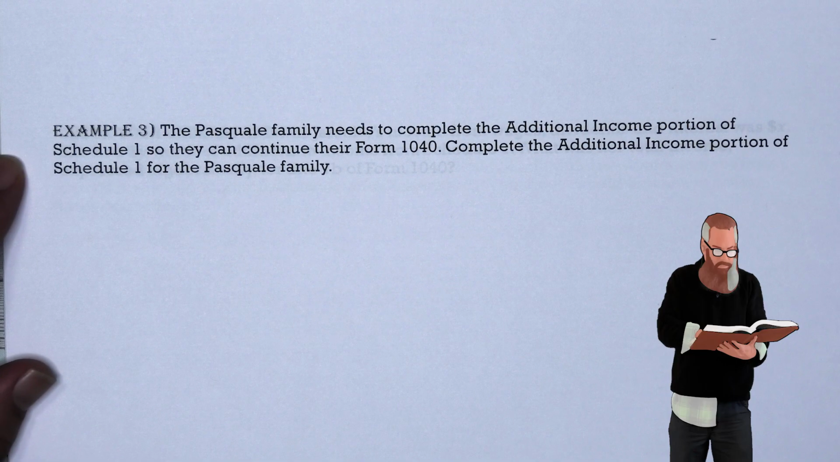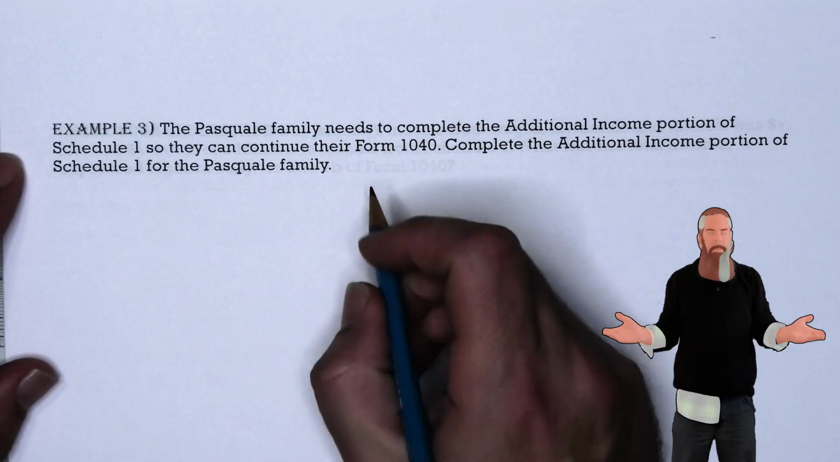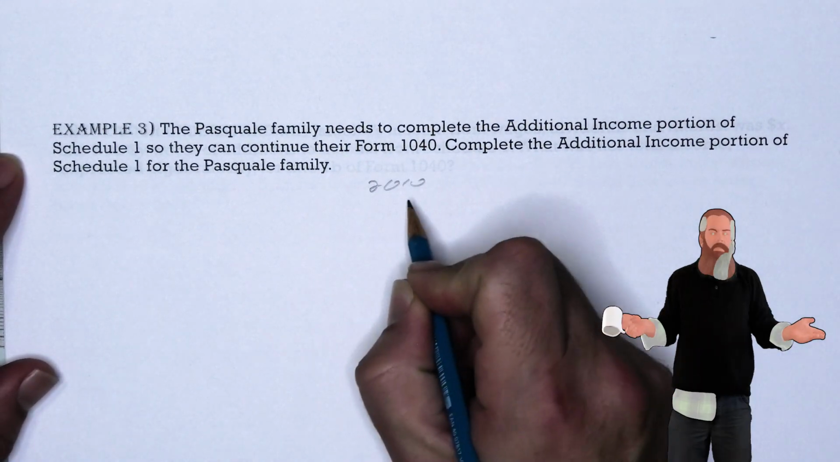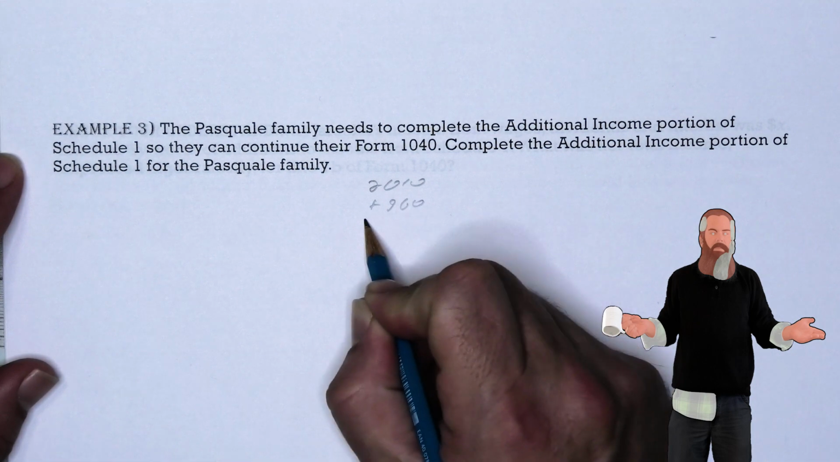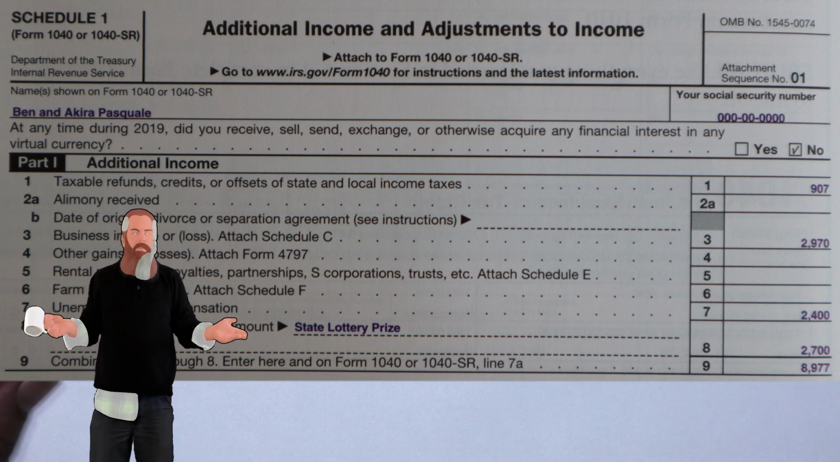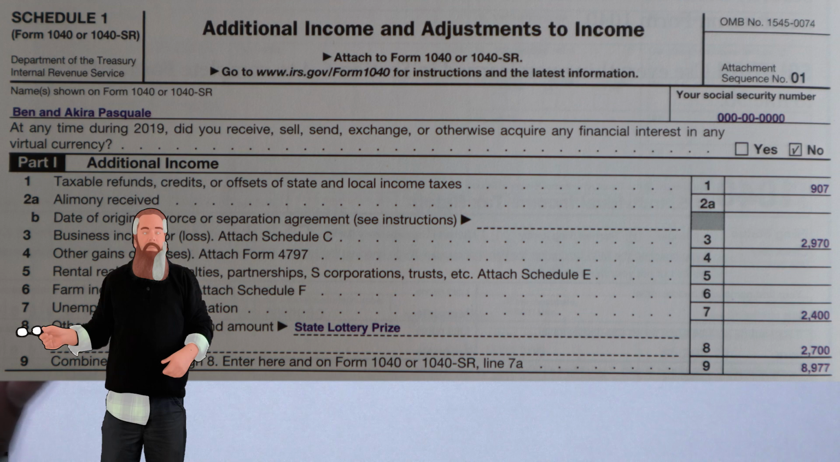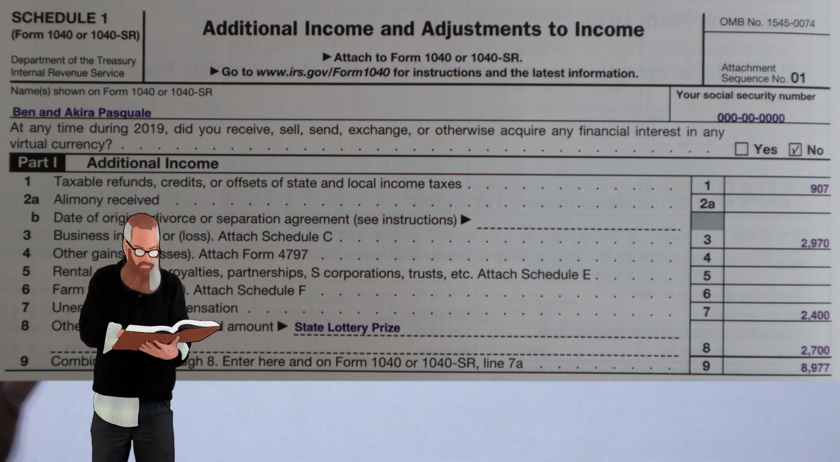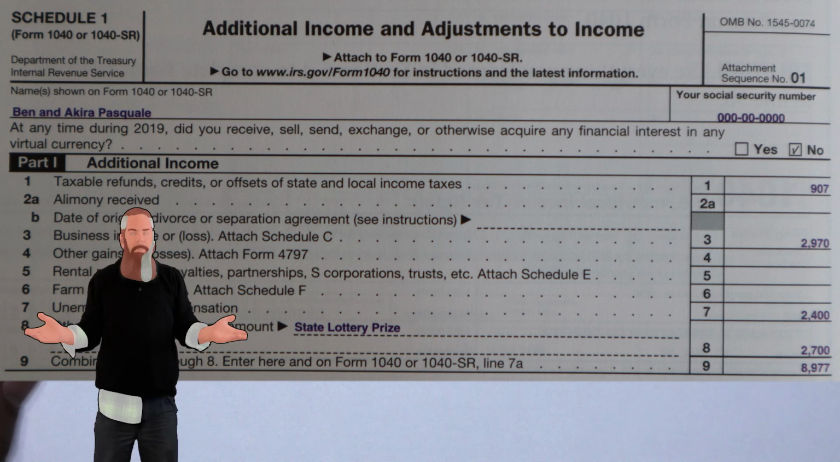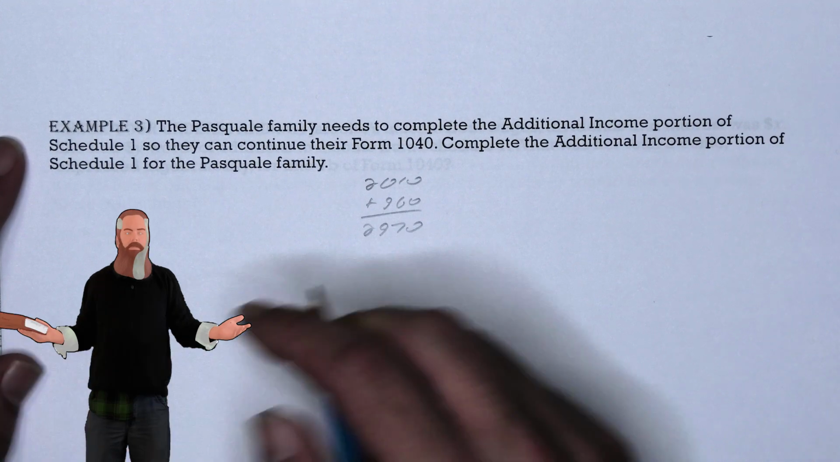Their state income tax refund was entered on line 1, and to find their total taxable business income for line 3, we're going to take $2,010, and we're going to take the $960 to get $2,970. The unemployment compensation and prizes are entered as we learned in the last lesson, and the total on line 9 is computed. Remember that the entry from line 9 of Schedule 1 is also written on line 7A of Form 1040. Add to find the entry for Form 1040 line 7B.